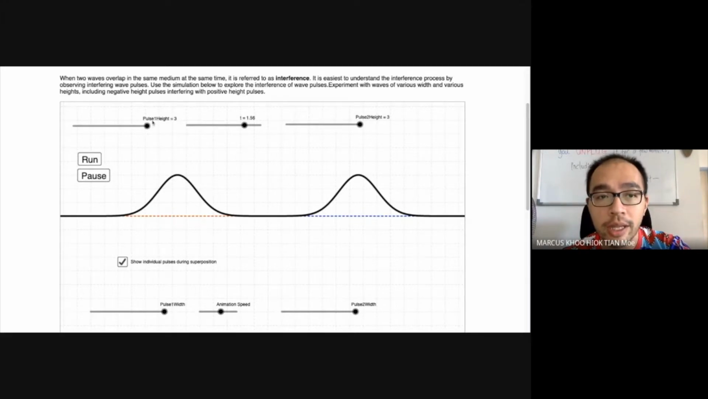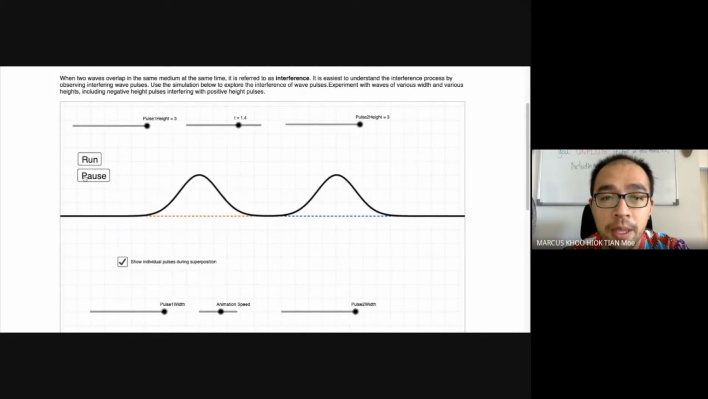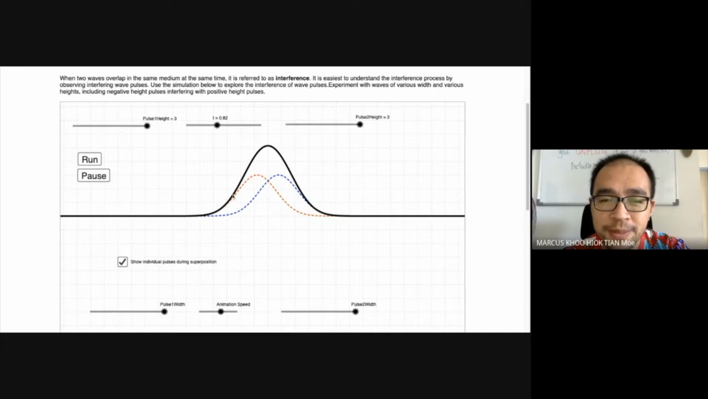So if we take a look at here, the original one, I set the height as 3. When they meet or when they overlap, what happens to the amplitude?